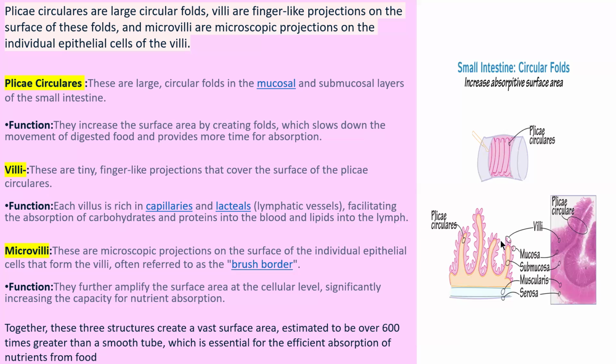It helps in the absorption of carbohydrates and proteins into the blood, and fats, or lipids, into the lymph. So that is the importance of villi.